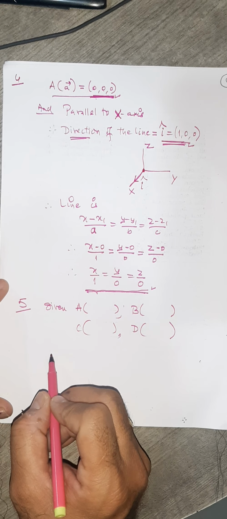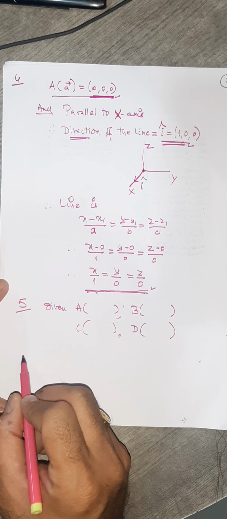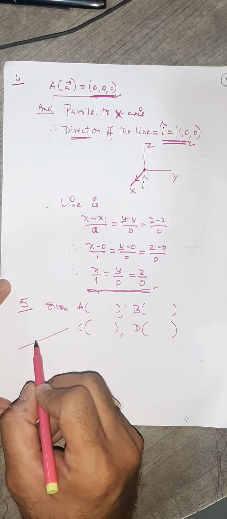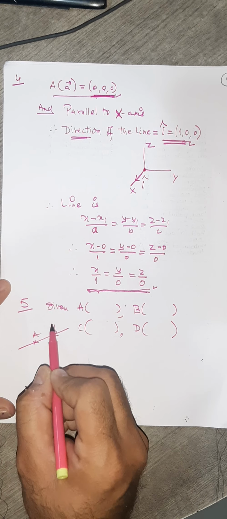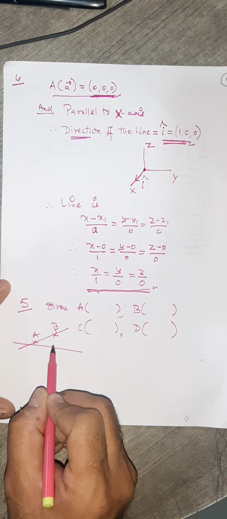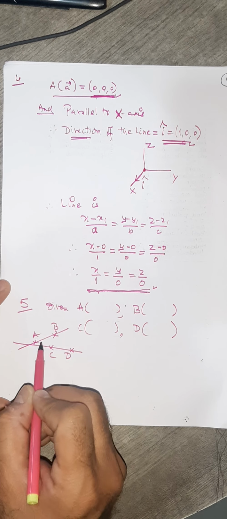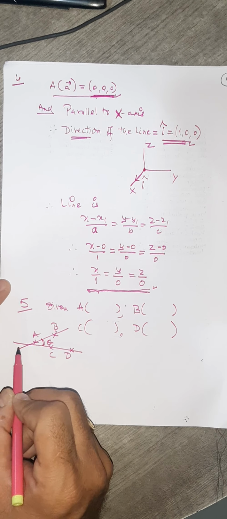AB and CD. So one line that passes through these 2 points A and B. You have the other line that passes through C and D. We want the angle between these two. Let's call that as theta.